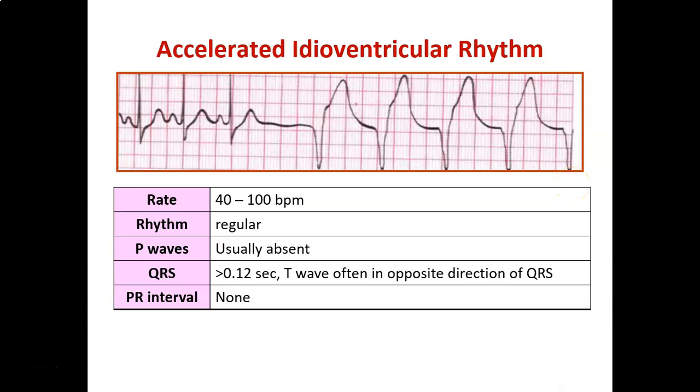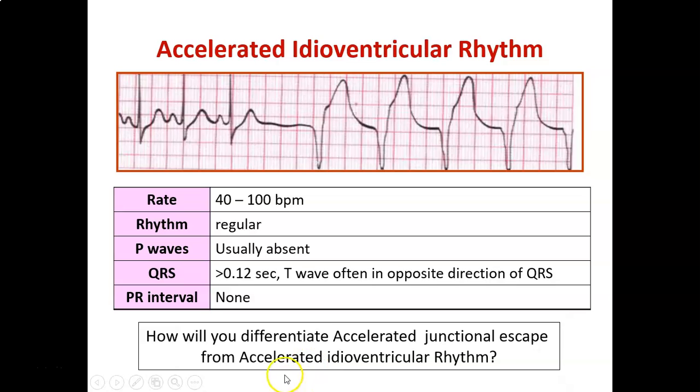The difference between idioventricular rhythm and accelerated idioventricular rhythm is the rate. Less than 40 is idioventricular rhythm or ventricular escape rhythm. More than 40 but less than 100 is accelerated idioventricular rhythm, and above 100 is ventricular tachycardia.